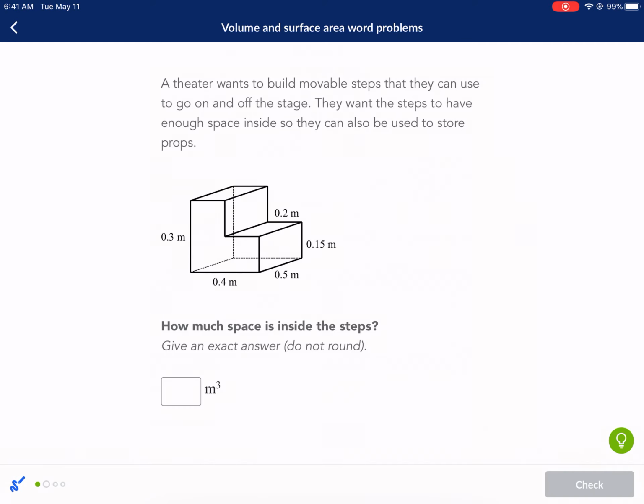Let's move on. Ooh, really good one here. A theater wants to build movable steps that they can use to go on stage and off stage. That's one thing I like about surface area and volume, super applicable. They want the steps to have enough space inside so they can also be used to store props. Smart. How much space is inside these steps?